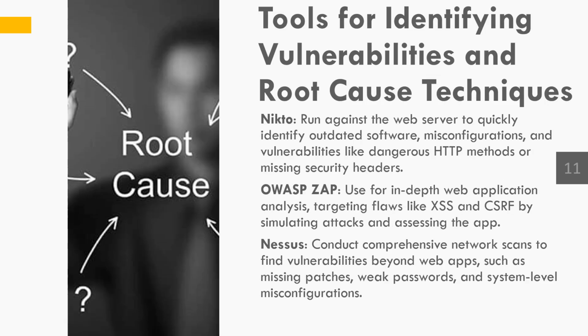This slide highlights the strengths of the tools used. Nikto quickly scans for server misconfigurations and outdated software, while OWASP ZAP provides detailed insights into application-level vulnerabilities, especially XSS and CSRF. Nessus offers comprehensive network-level scans, detecting weak configurations and missing patches. Each tool complements the others, ensuring a holistic approach to vulnerability management.